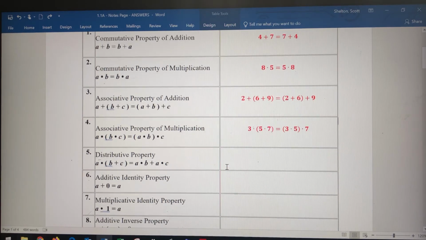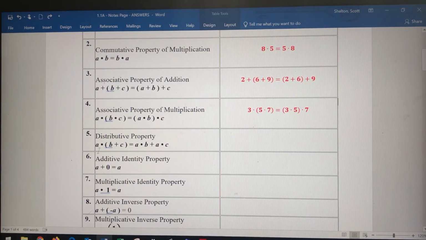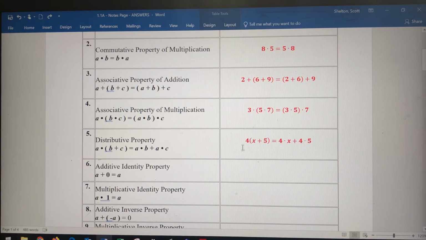Okay? Distributive property. We've got a term out here, A, multiplied by the sum of 2 terms in here, B and C, okay? So if I've got 4 times this sum, x plus 5, I can just multiply 4 times x, and 4 times 5, okay?